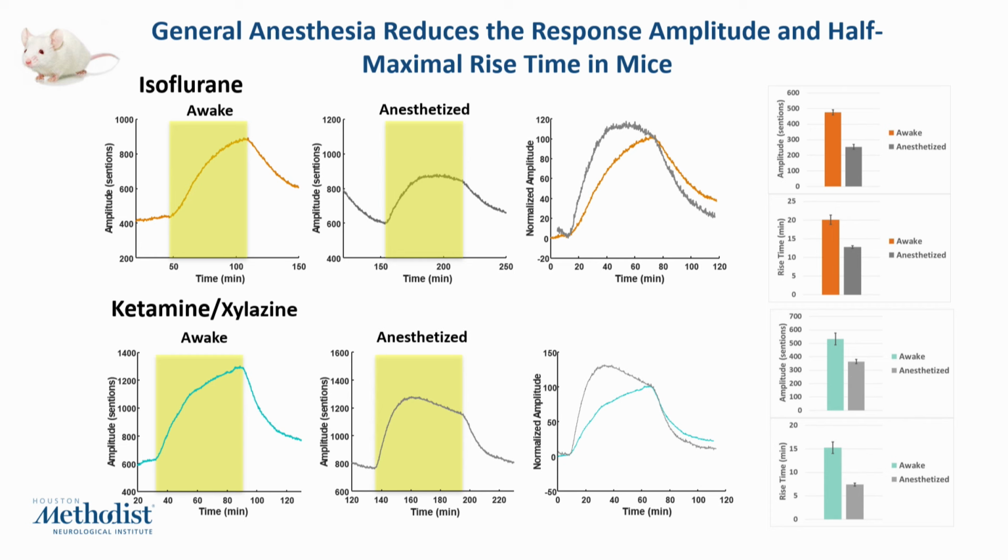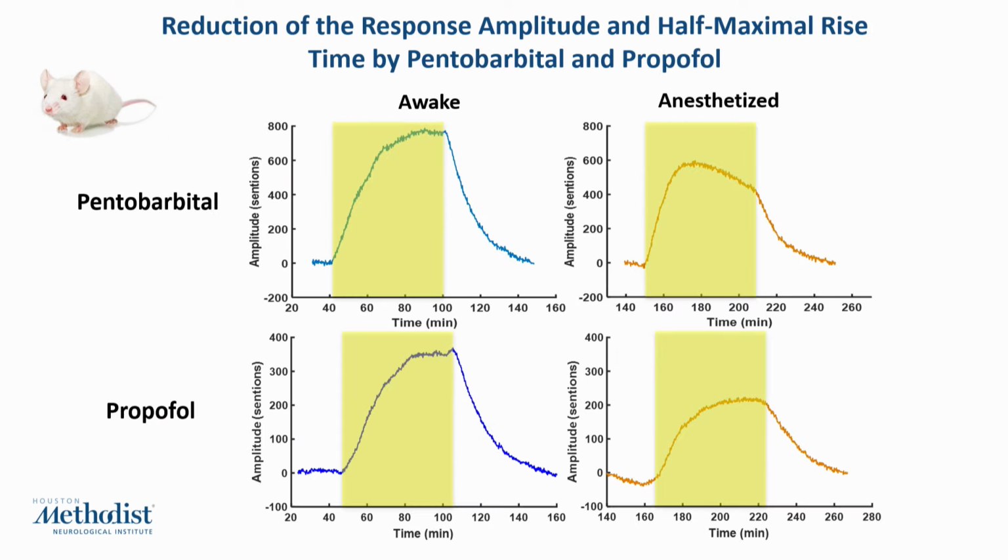And so basically, an awake mouse has a nice response. Anesthetized, the amplitude decreases, but something else happens, which is that the rise of the response is faster, so the rise time is decreased, okay? We've done isoflurane, we've done ketamine xylazine, we have done pentobarbital, and we have done propofol. Propofol is kind of tricky in a mouse. You have to inject it intraperitoneally, and it kills the mouse most of the time, because it's hard to inject it intravenously in a mouse.